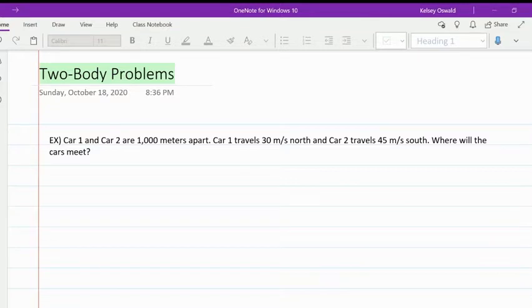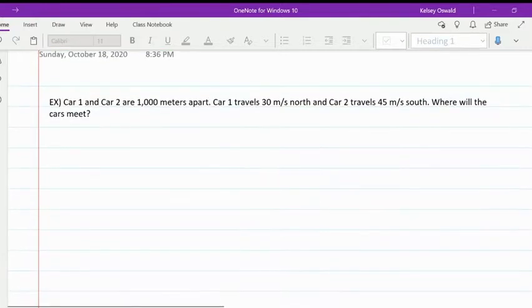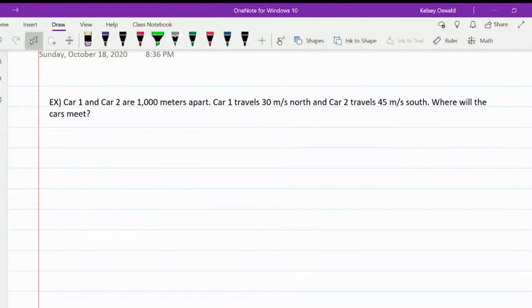So in this first example, we have car 1 and car 2, 1,000 meters apart. Car 1 travels 30 meters per second north, and car 2 travels 45 meters per second south. Our goal is to find where the cars will meet. So a good starting point for these problems is to sketch your motion. What is your position versus time graph going to look like for the motion of each of these cars?